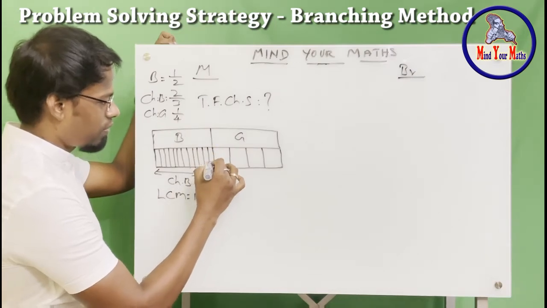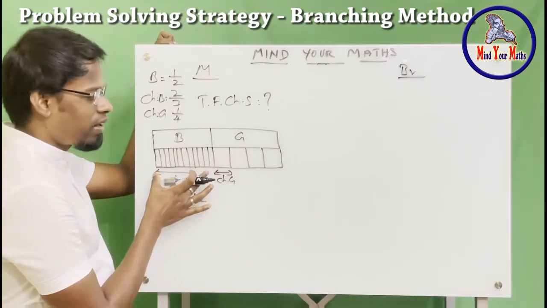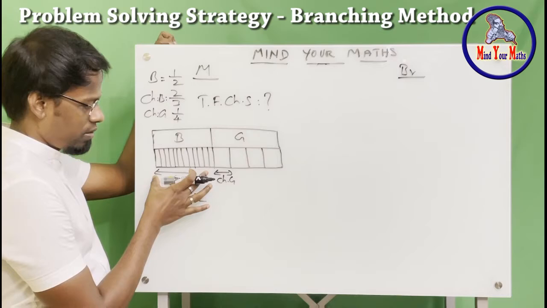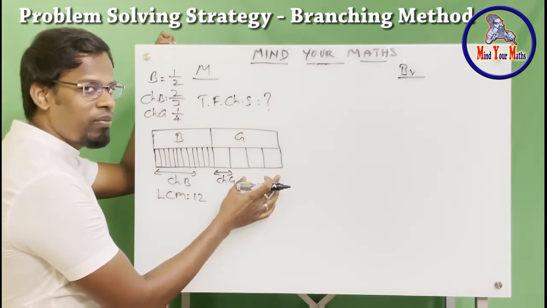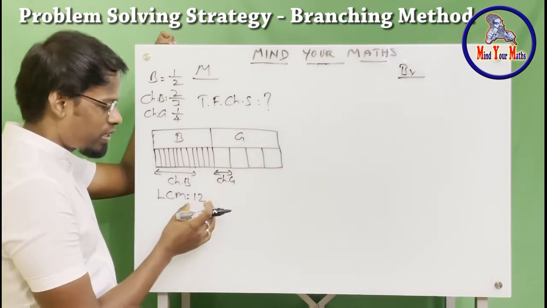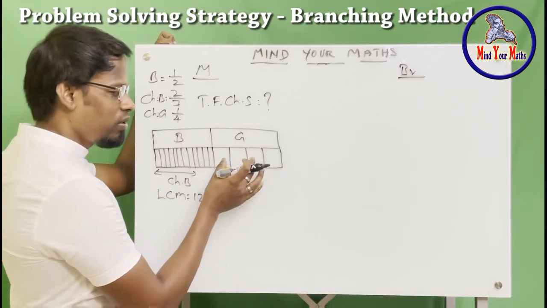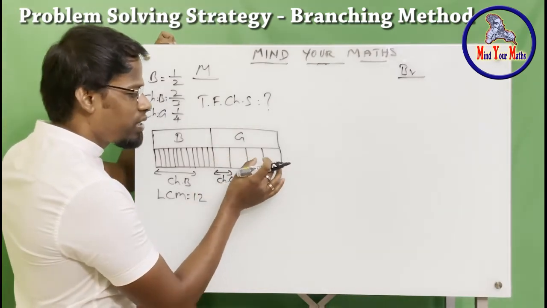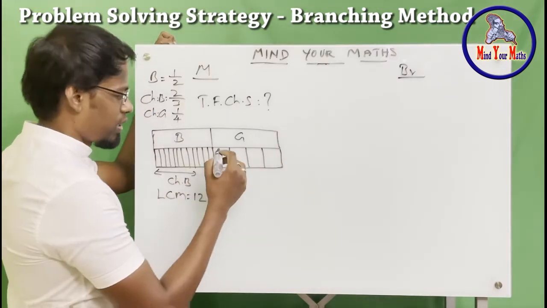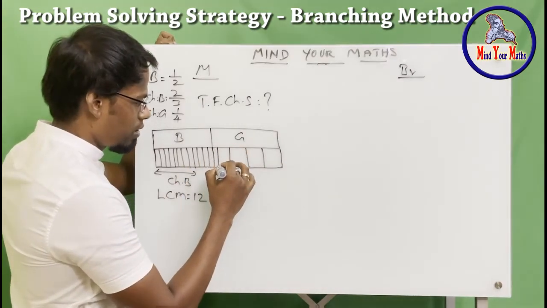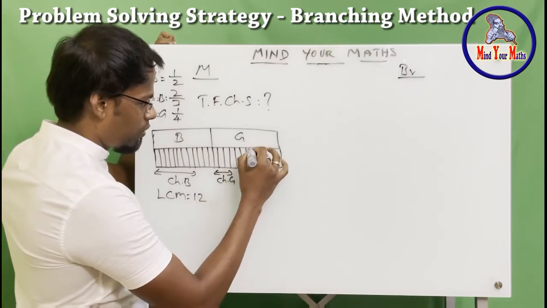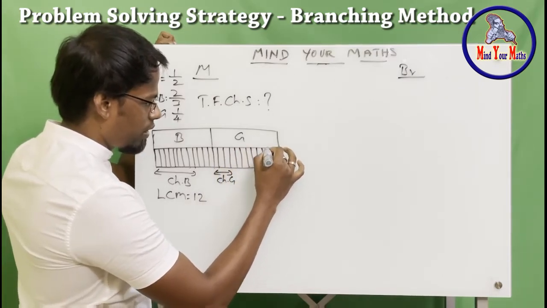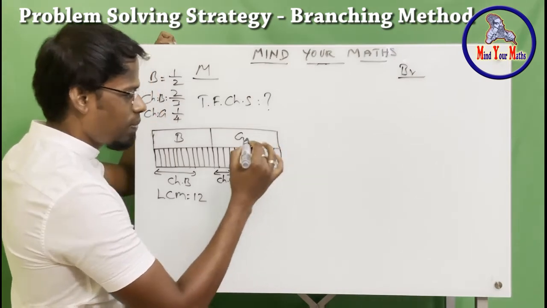2, 3 and 4. And this side we have already made it 12 units, right? So this side we have 4 units. We have to make them 12 units to match the LCM. So what do we need to do? We need to make every unit into 3 smaller units. Yes, let's do that. So 1, 2, 3, 1, 2, 3, 1, 2, 3, 1, 2, 3.